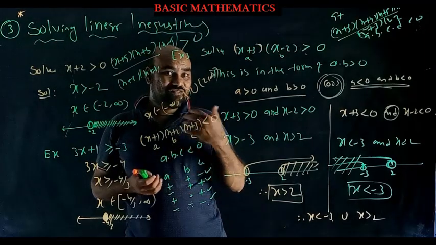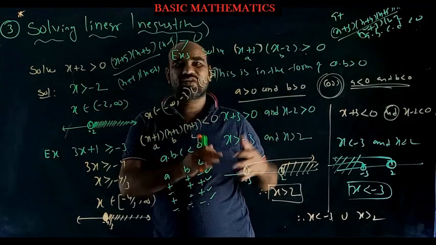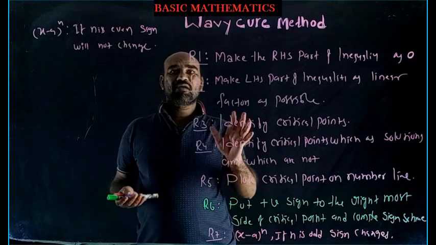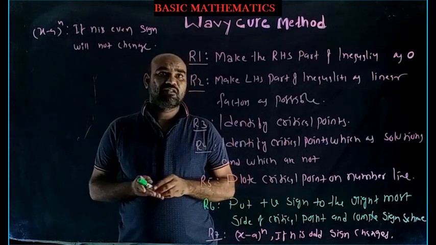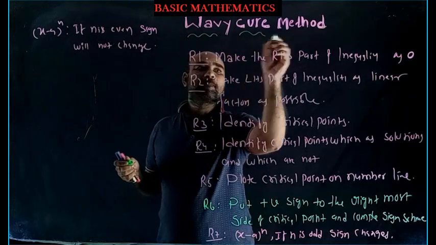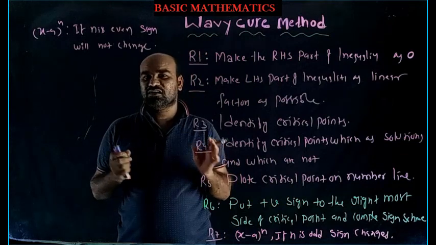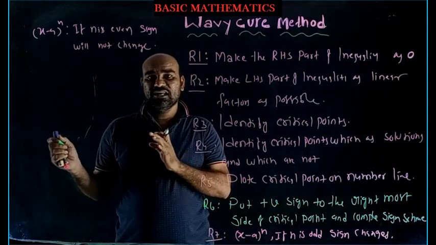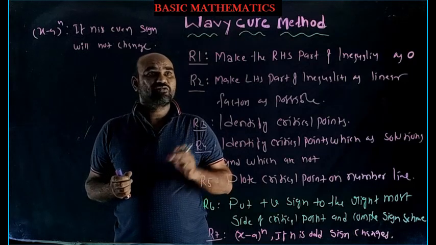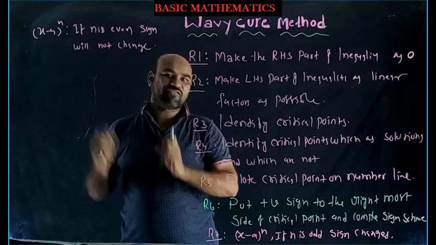But to apply the wavy curve method or sign scheme method, we should follow some rules. So first of all I want to write the rules and then I will explain. Students, this is the important part for us. The wavy curve method is sometimes called the sign scheme. By using this method, you can solve some linear inequalities or non-linear inequalities. But to use this method, the given inequality should be in standard form.